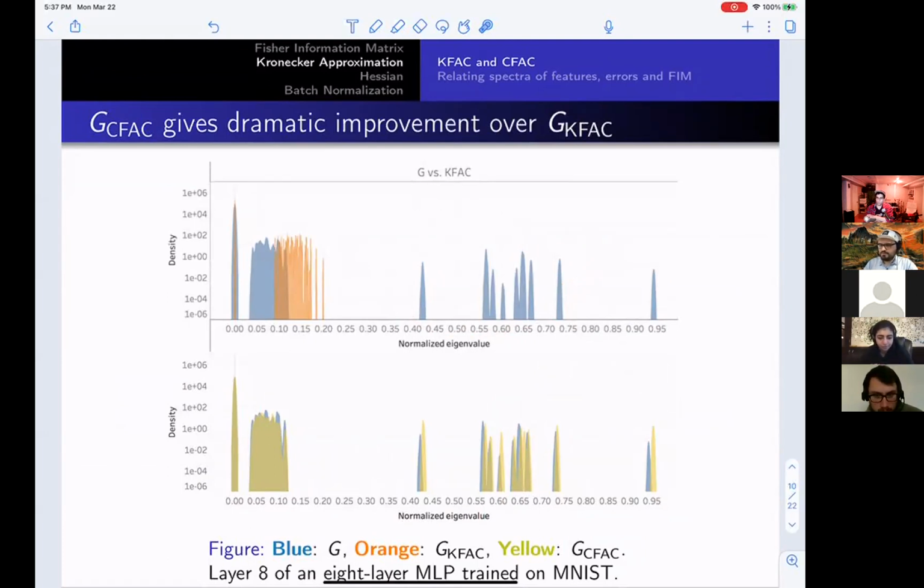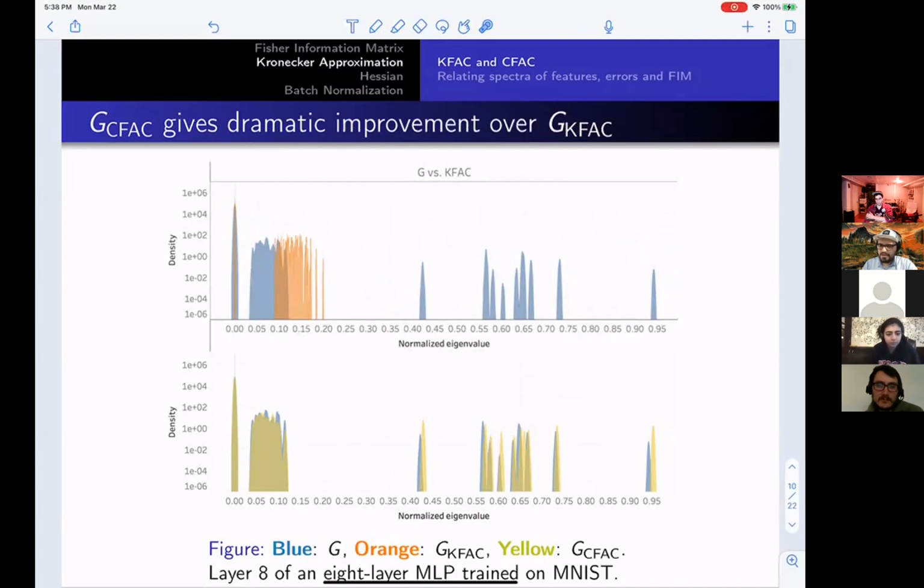First of all, you can see that the measurement is done on the last layer of a multi-layer perceptron. You can see that there is a set of outliers in the Fisher information matrix. And you can see that there is a mini bulk, and then there is a bulk, right? That's the first thing you can see.